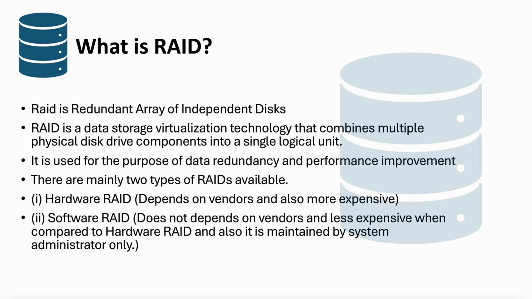Next is RAID. It stands for Redundant Array of Independent Disks. It is a data storage virtualization technology that combines multiple physical disk drive components into a single logical unit. It is used for the purpose of data redundancy and performance improvement. There are two main types of RAID available: hardware RAID and software RAID. Hardware RAID depends on the vendor and is more expensive, whereas software RAID does not depend on the vendor and is less expensive.